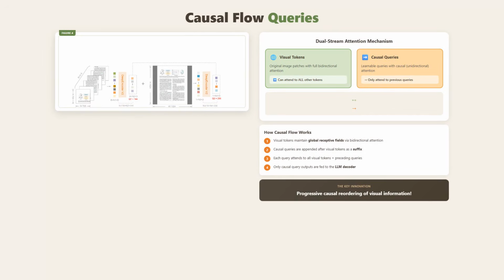The magic happens when these two streams combine. Visual tokens maintain their global receptive field for pattern recognition, while causal queries progressively reorder the information for sequential output. Only the causal query outputs are passed to the decoder. This creates a natural bridge between visual understanding and sequential text generation, enabling semantic reordering without losing visual context.